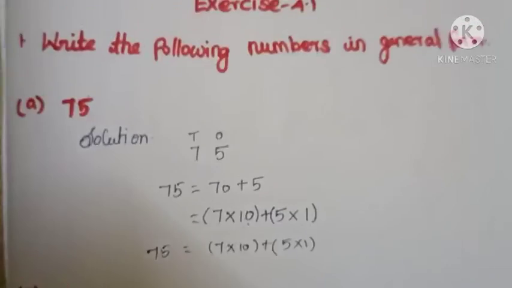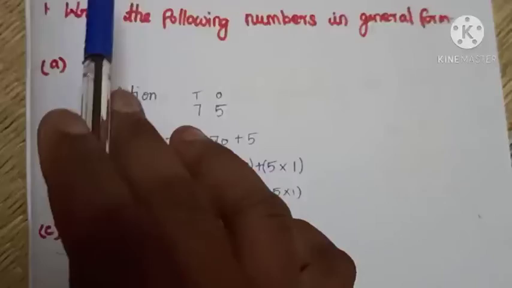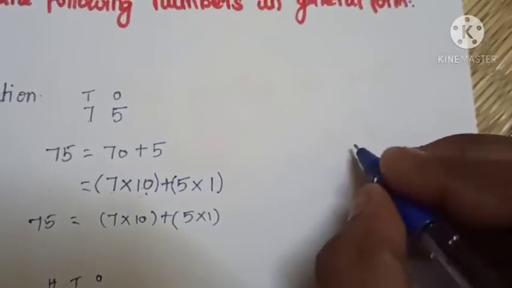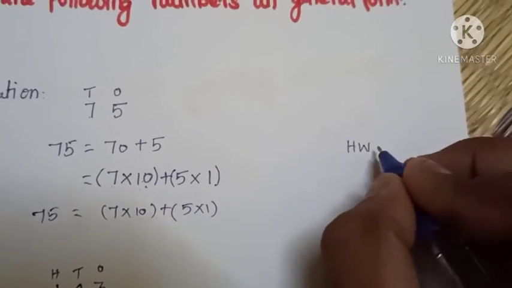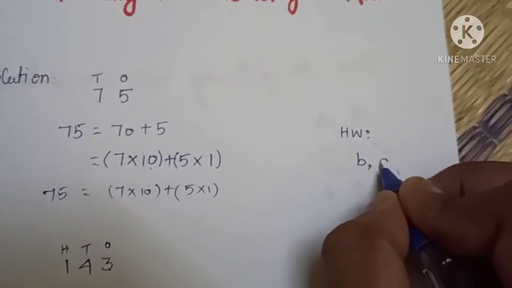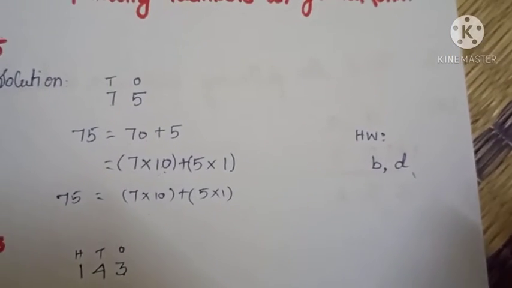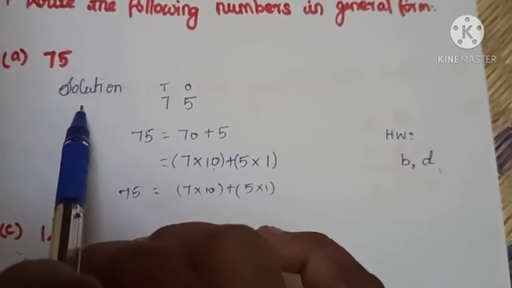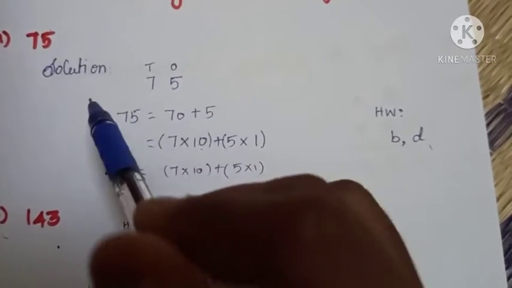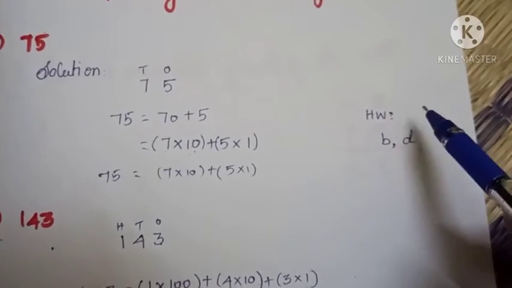So in the first main, I calculated question number A and question number C. Take your book and refer to question number B and then question number D in the first main. You do it as your homework. By the reference of this video, question number A and question number C, by comparing with this video, you need to solve questions B and D as homework in your homework book.